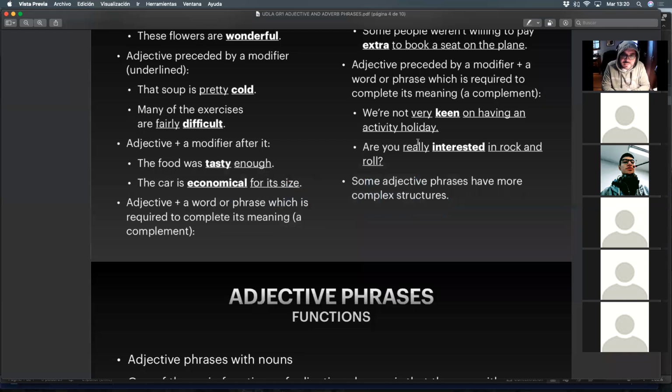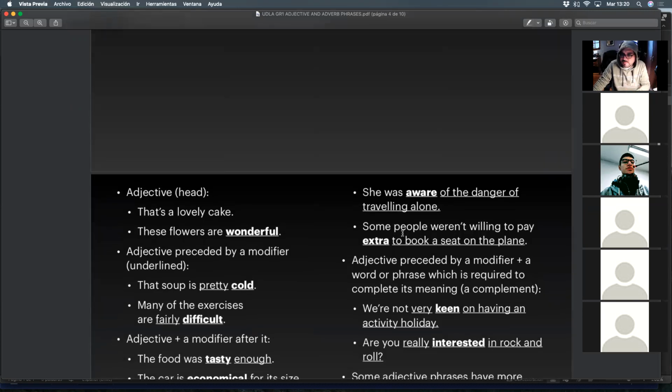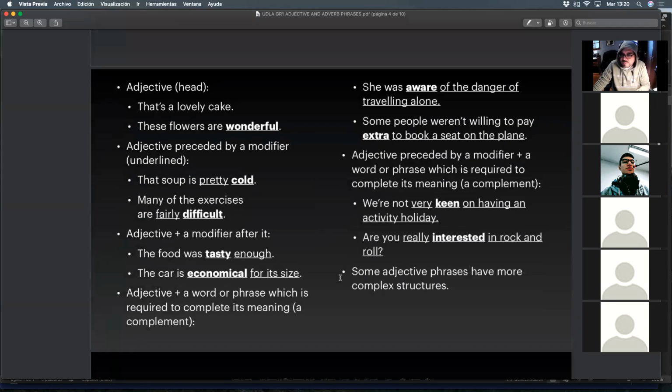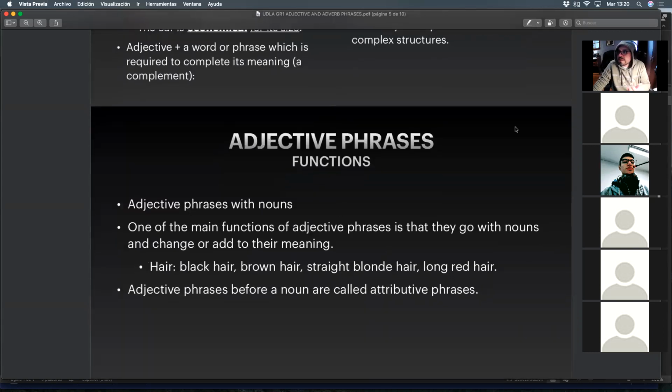Okay, adjective plus a word or phrase which is required to complete its meaning, complement. Well, it is the same idea. She was aware of the danger of traveling alone. Okay, it is the same idea. I won't say much about that. Adjective preceded by a modifier plus a word or phrase which is required to complete its meaning, a complement. We're not very keen on having, it's the same idea. Okay, I won't say much. It is the same idea.